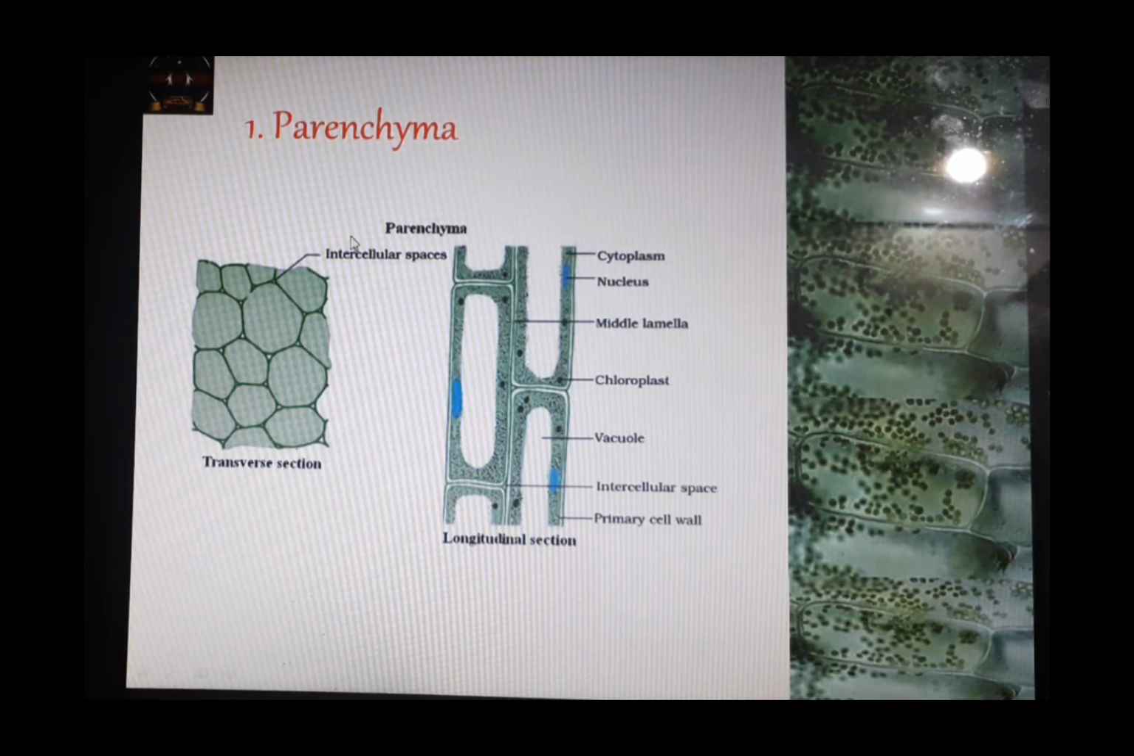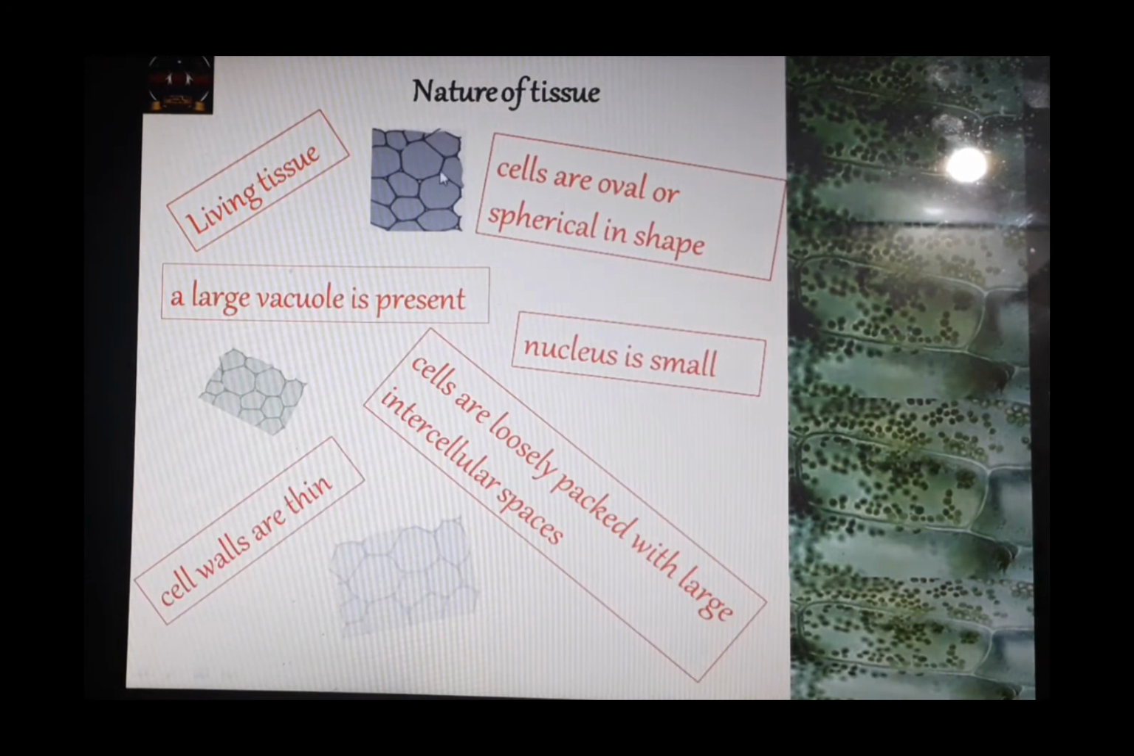So the first example of simple permanent tissue is parenchyma. Okay. So see, these diagrams are already there in your textbook. Let us move on to the next slide. Now it's time to talk about the nature of tissue. Just like we had a discussion on the nature of meristem, now it's time to talk about the nature of parenchyma.